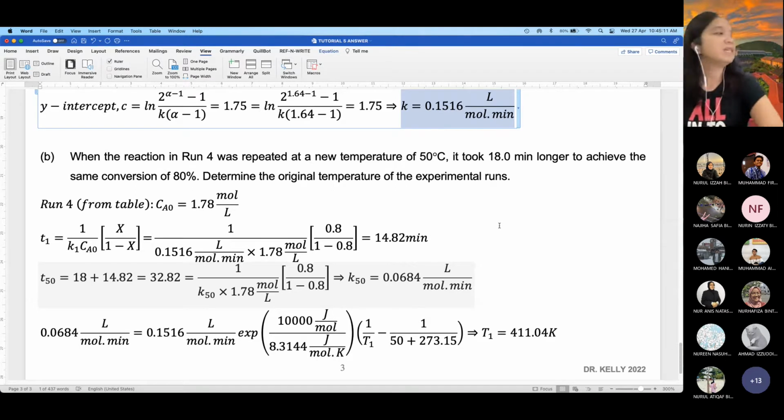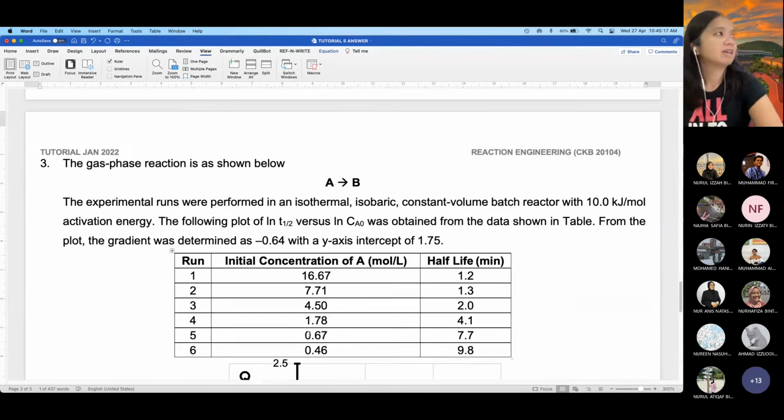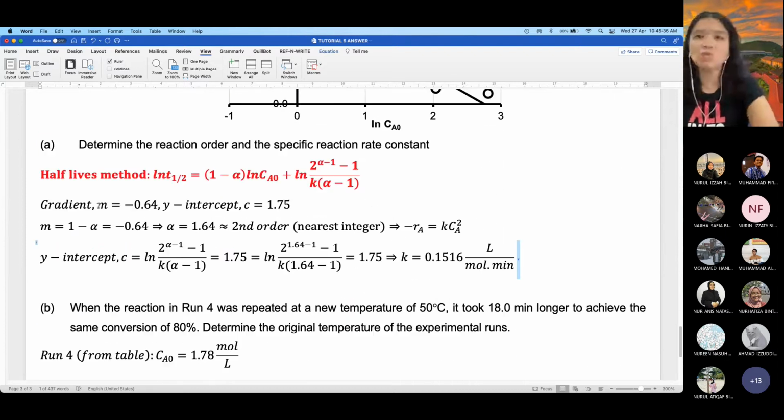So kalau kamu tak boleh imagine, kamu tengok equation yang bawah ni. Saya pergi atas, kita tengok equation ni. So kamu nampak? T1 I want to find. T2 is 50 Celsius. K1 was from part A. Part A saya dah tahu K1. Sekarang saya kena cari K2. Tanpa K2 saya takkan dapat T1. Okay, so how to find K2?